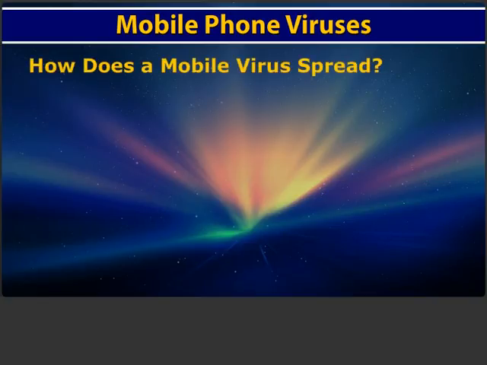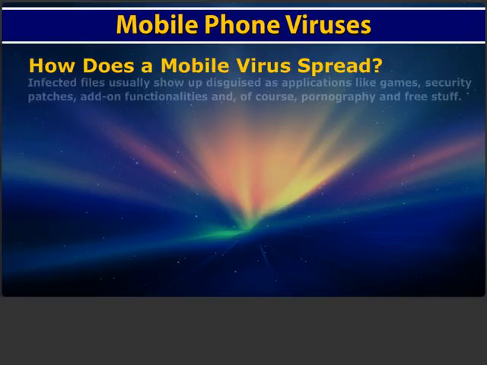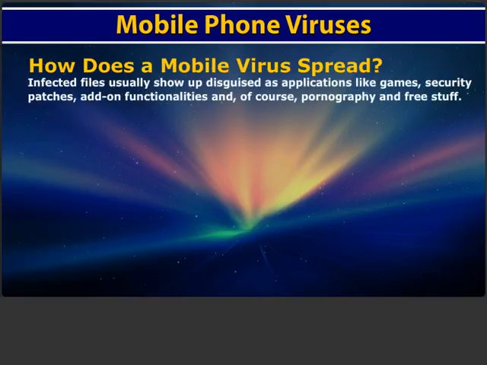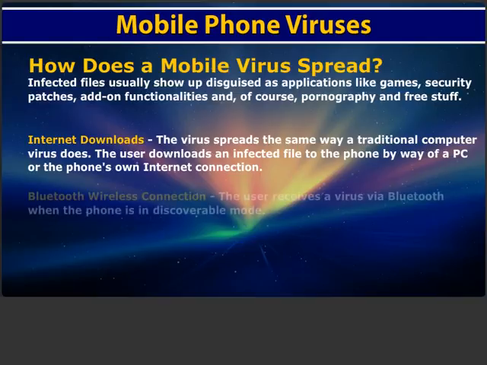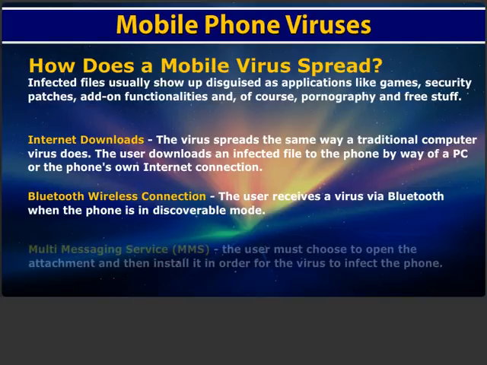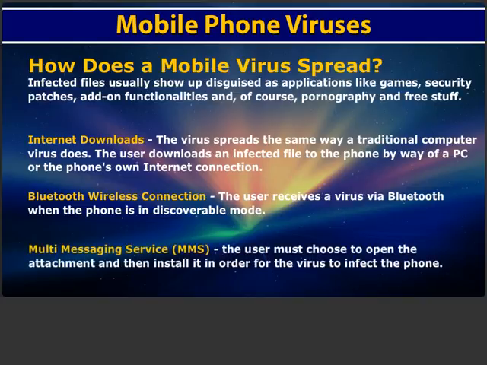How do viruses spread in mobile phones? Infected files usually show up disguised as applications like games, security patches, pornography, or free stuff. Here are 3 sources of mobile viruses. When a user downloads an infected file to a phone via PC or through the phone's own internet connection, viruses then can spread in the same way traditional computer viruses do. Or when a user receives a virus via Bluetooth when the phone is in discoverable mode, or when a user chooses to open and install an attachment, thus infecting the mobile phone.